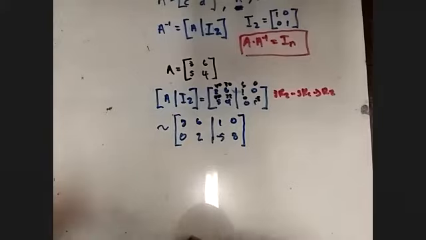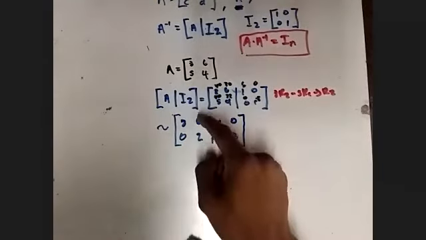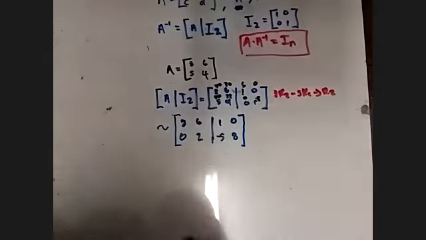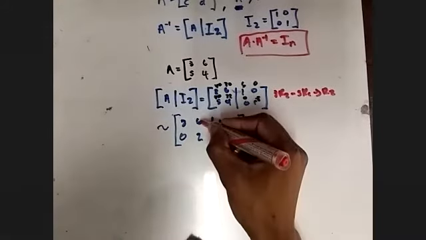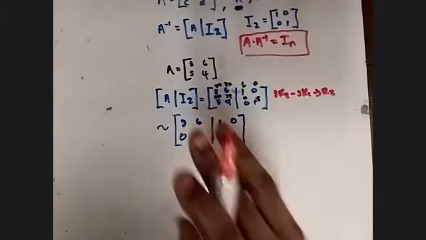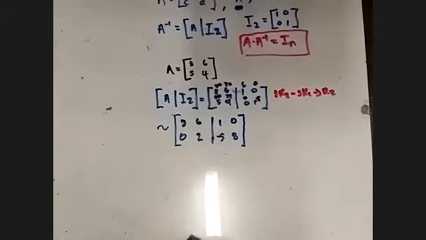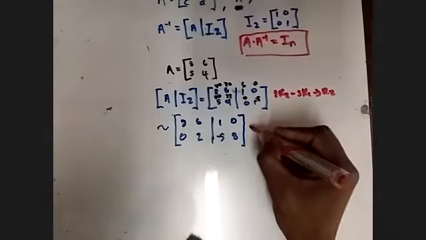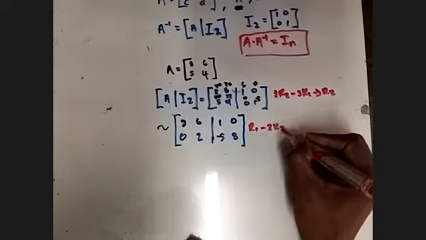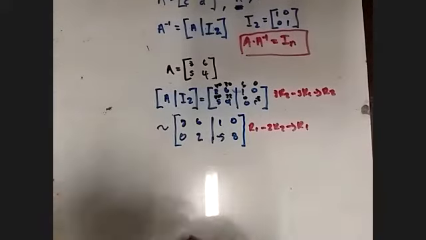So the next part is now we're trying to get a zero here. The only way for us to get a zero here is if we can divide this by 3 or we can multiply this by 3. Say R1 minus 3 times R2 gives me R1, because I'm trying to have this part to be 0.